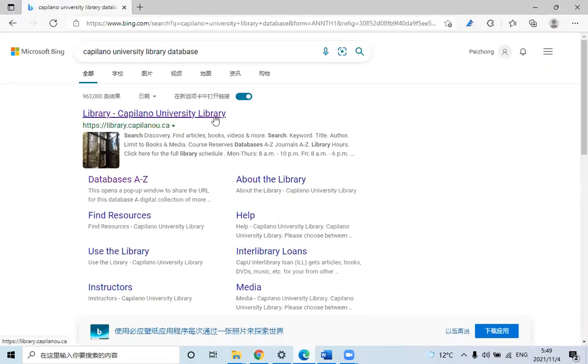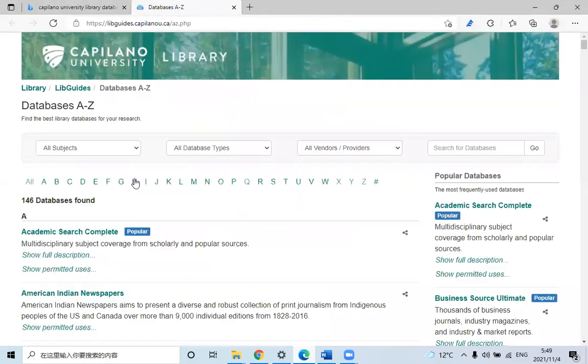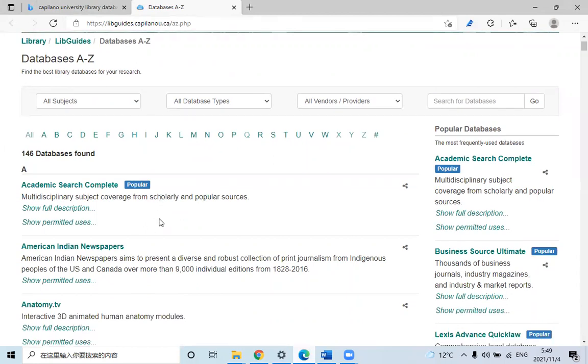Let's use a library database. Carolina University has a good library database, and let's try one of them. You have to log in, of course, to access this database. In psychology, we usually use PsychInfo.